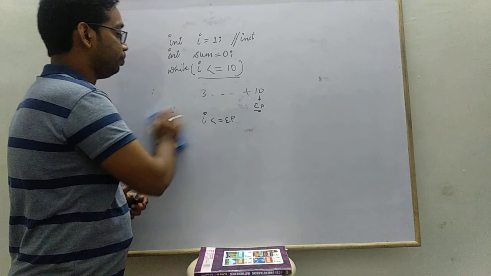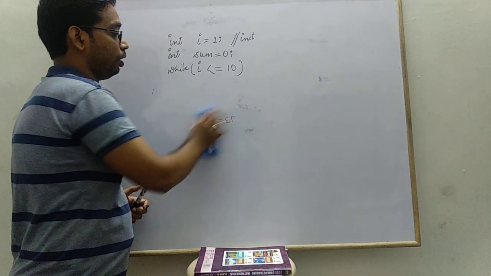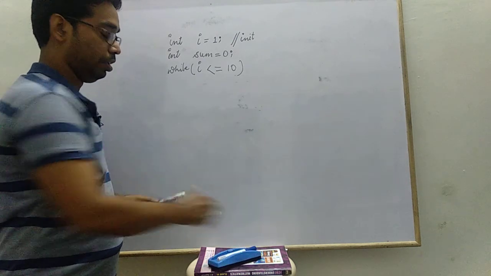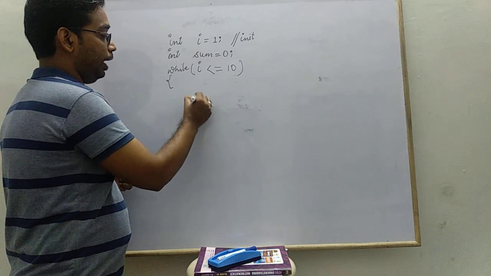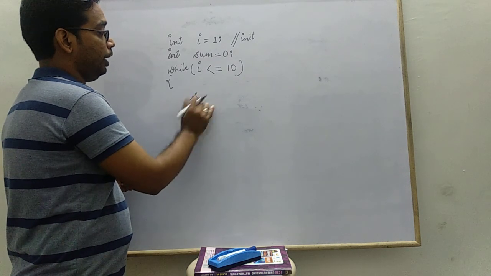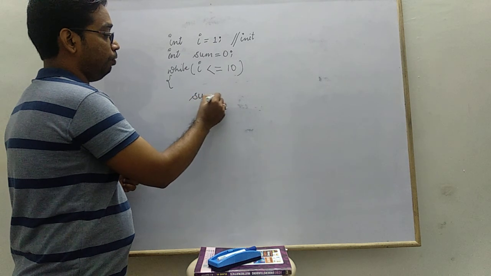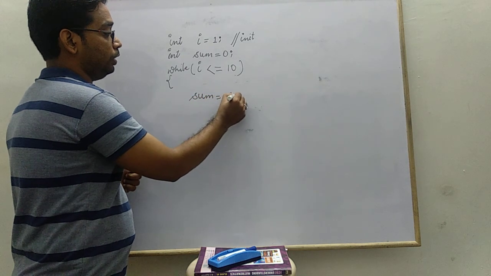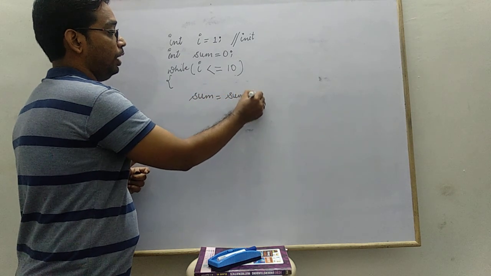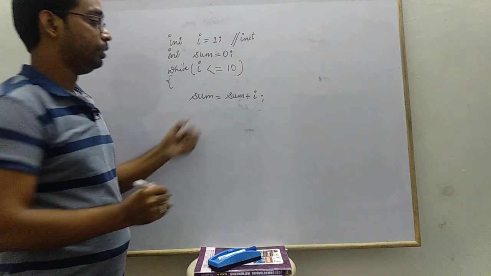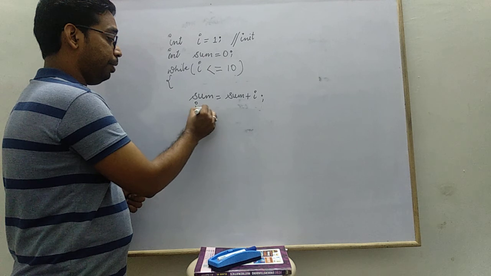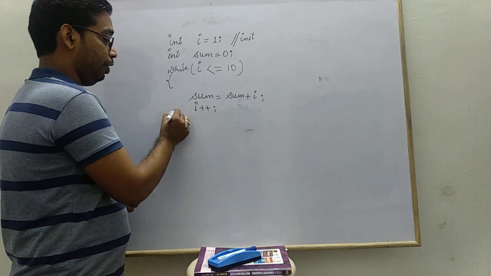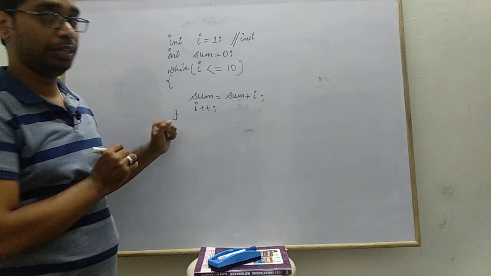Okay, now next one, right here sum equals sum plus i. Sum equals sum plus i. Now update statement i plus plus. Okay, and close the bracket.